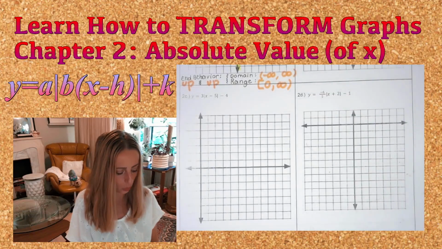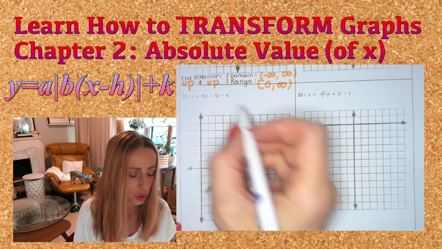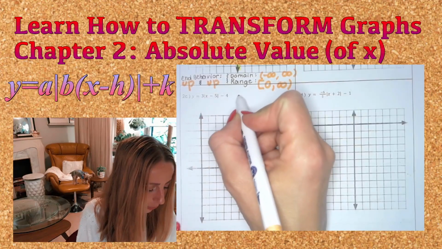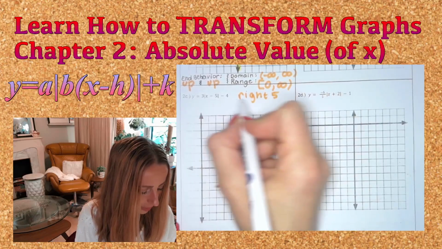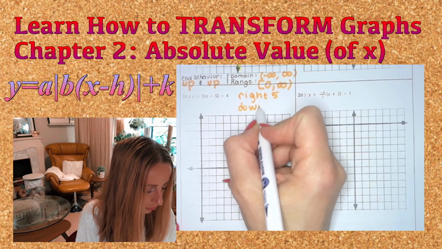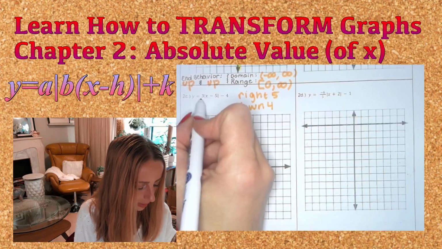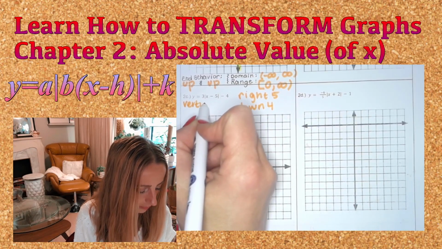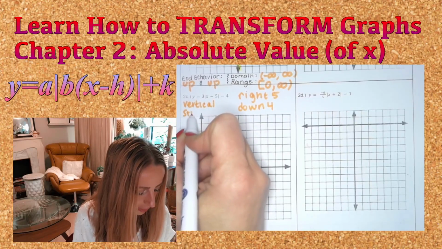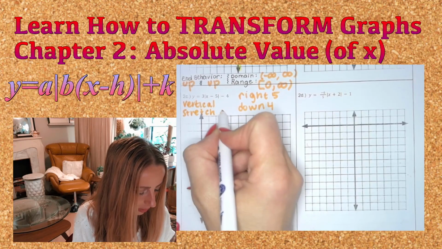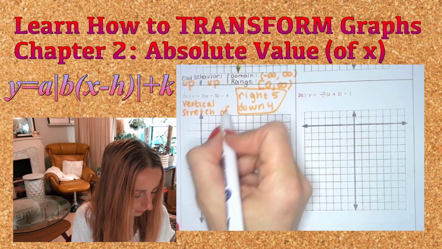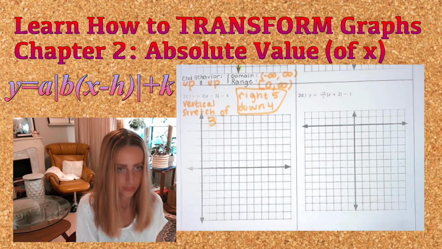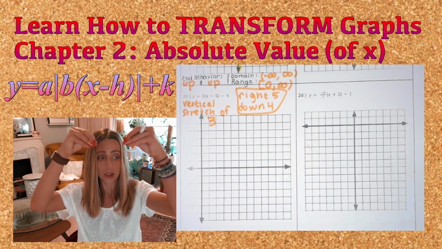So let's write out what our transformations are. So on the inside, where are we going? Right 5. Where else are we going? Down 4. That right there is a vertical stretch of 3. Vertical stretch of 3. Vertically, we're stretching by 3.